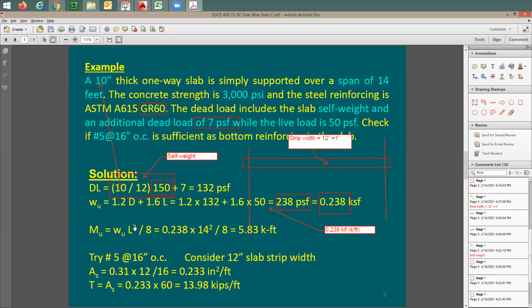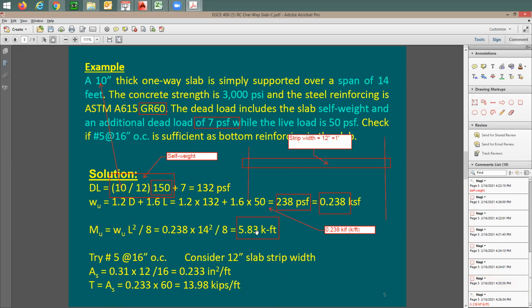Now I'd like to try this. So this is going to be your demand here, right? It's going to be 5.83 kip-foot. It's going to be your moment demand. How is that? 0.238 times 14 squared, which is the span squared, divided by 8. Here's your moment demand. You want this concrete slab to support 5.83 kip-foot.